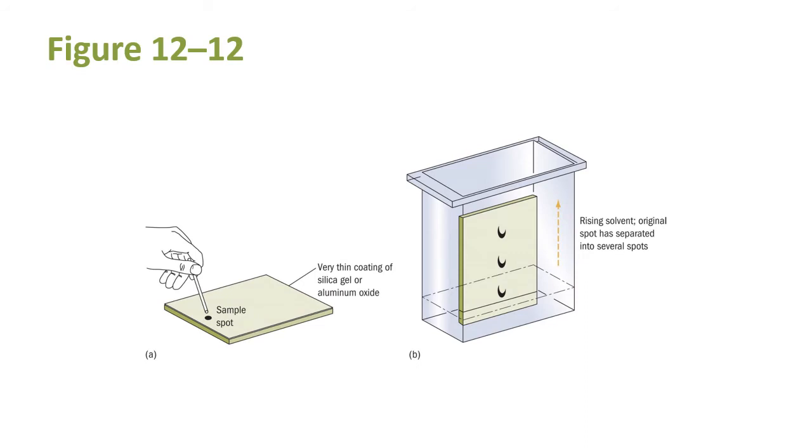So this is an example of what it would look like. You put a sample on here, and you put it vertically in this column. At the bottom, I have the liquid, that's the mobile phase. And as it travels up, I'll get different spots on my plate.